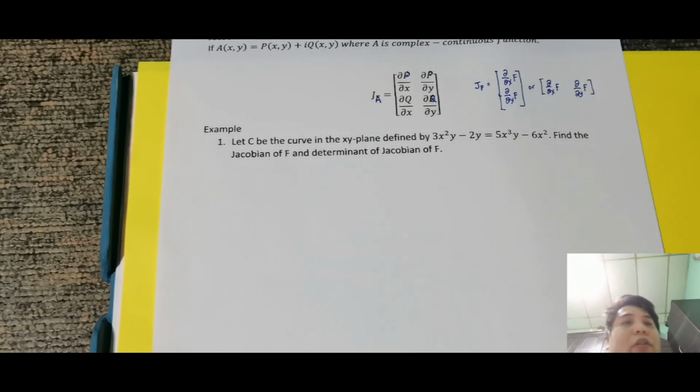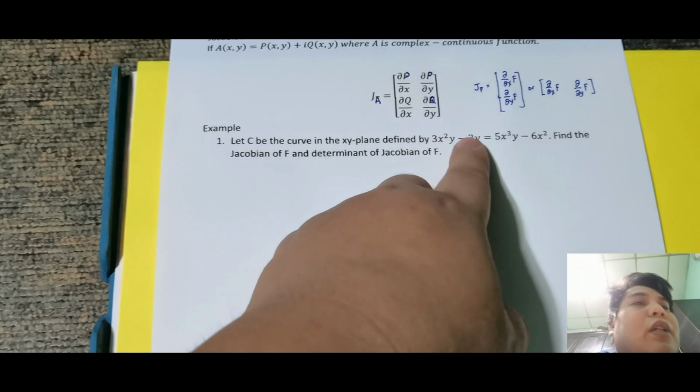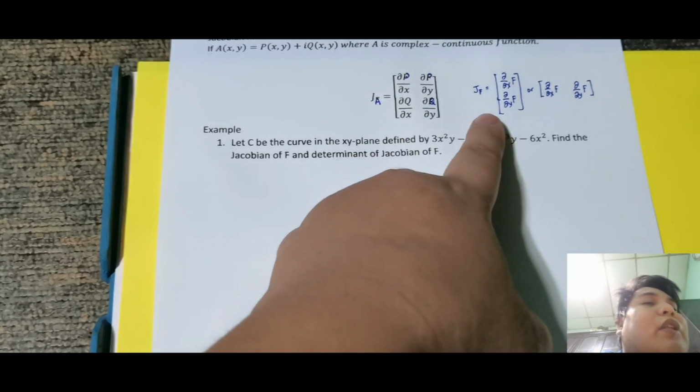Parang naulit yung given ko. Tama. So find the Jacobian of f and determine the Jacobian of f. So I think it is not applicable na hanapin natin na Jacobian ng f. Bakit? Si Jacobian of f, akala ko kasi f yung f kasi yan eh. So nagkamali ako ng typo talaga.